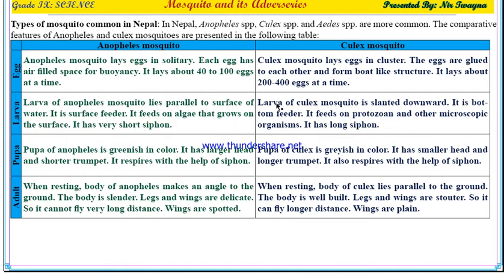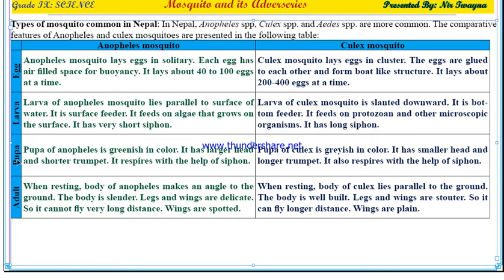Culex mosquito. Larva of Culex mosquito is slanted downward. It is a bottom feeder. It feeds on protozoan and other microscopic organisms. It has a long siphon. It needs a long siphon because it needs to reach as far below as it can.